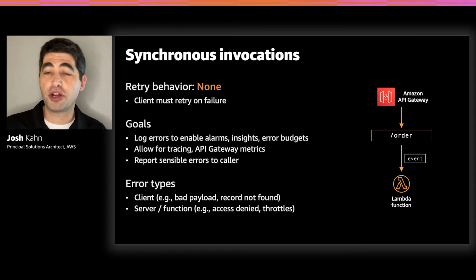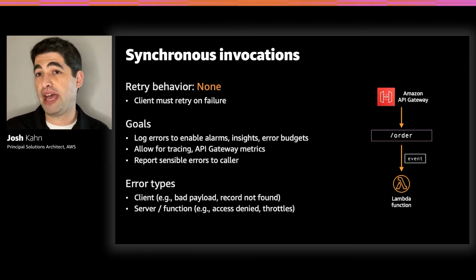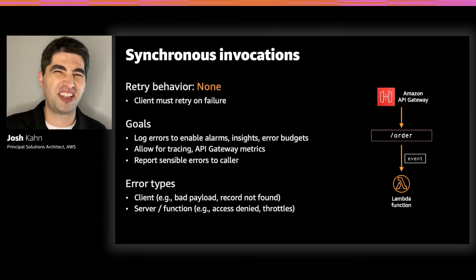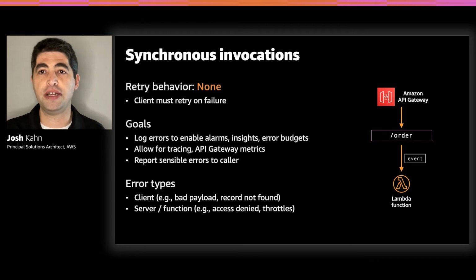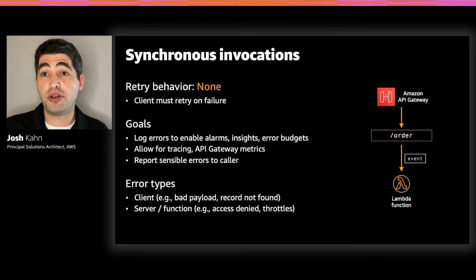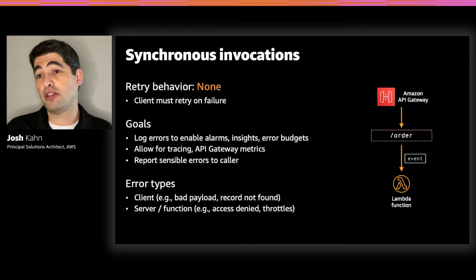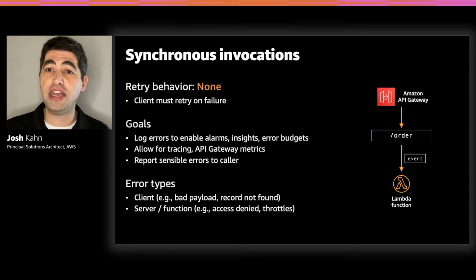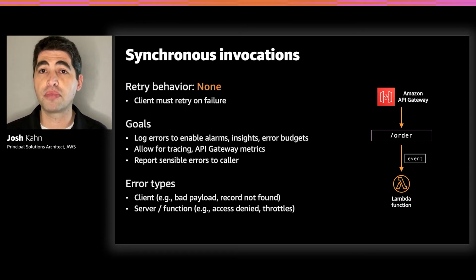The first category we're going to call client type errors, where a bad payload comes in from the client, or it's trying to find an item that doesn't exist in the database. And the second type we'll call server or function type errors. And those are errors that the client can't necessarily recover from. That would be, for example, in our e-commerce architecture, if our Lambda function cannot write to the DynamoDB table, it doesn't have PutItem access or permission to do so, it's going to throw an access denied error.